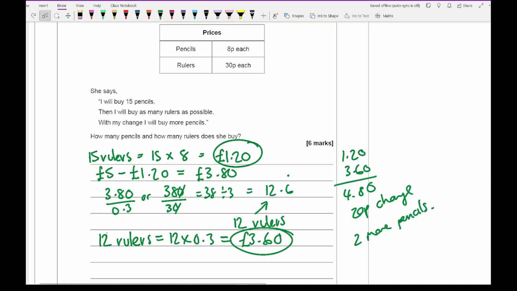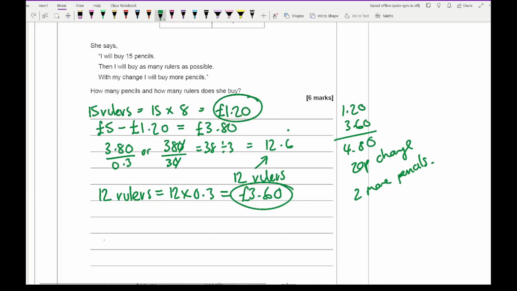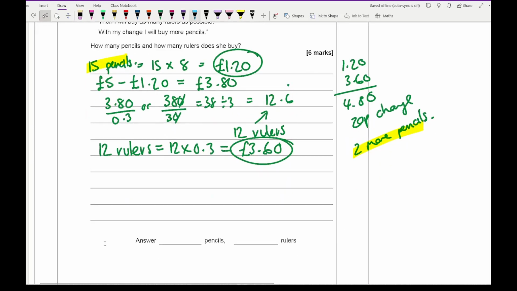From that 20p change, so then going back to the original question of how many of each can you buy? Well, you can buy 15 rulers, sorry, 15 pencils, then 15 plus 2, 17, and 12 rulers.